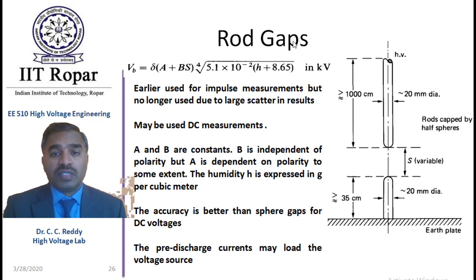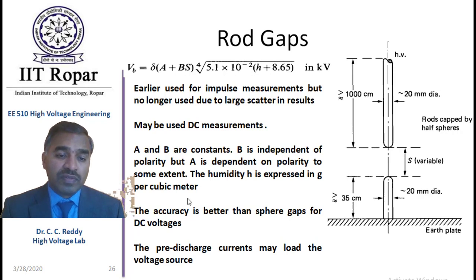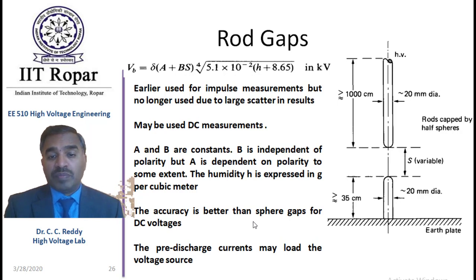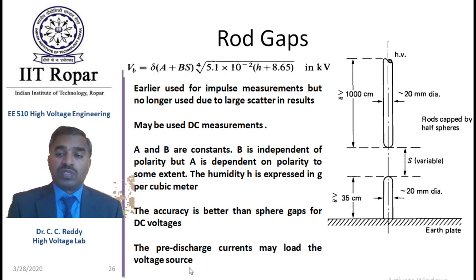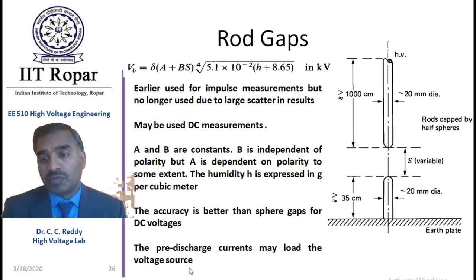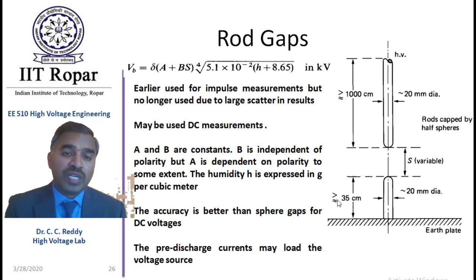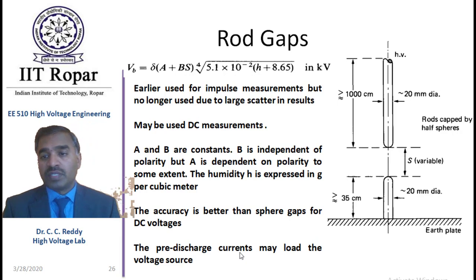So in this rod arrangement, humidity does have a significant effect on the breakdown values. We have to consider that. But the accuracy is better than spear gaps for DC voltages here. The pre-discharge currents may load the voltage source in this case. Current is expected to be huge, and that may load the voltage source, the supply source.